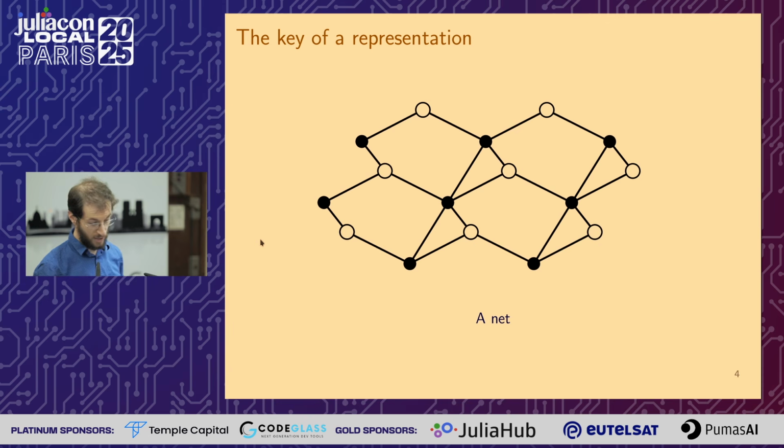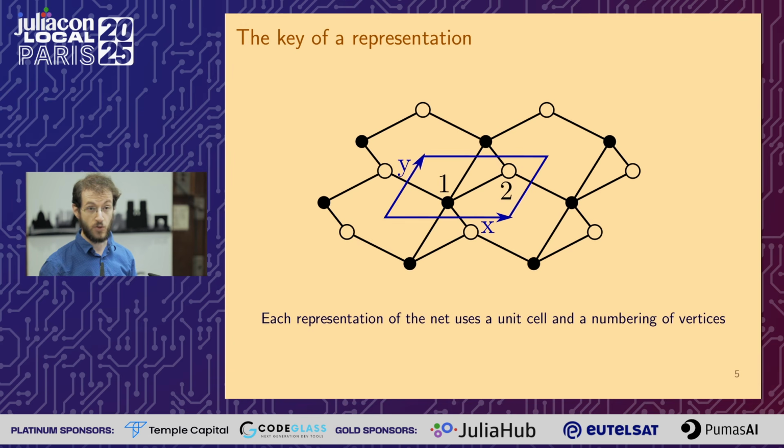The first thing which we need in order to have a computational representation of this graph is to choose a unit cell, which is a box that will get repeated across space to make the graph. So we choose the unit cell, which is the blue box here, and we also choose a numbering of the vertices. So let's say that the vertex in black is number 1, the vertex in white is number 2.